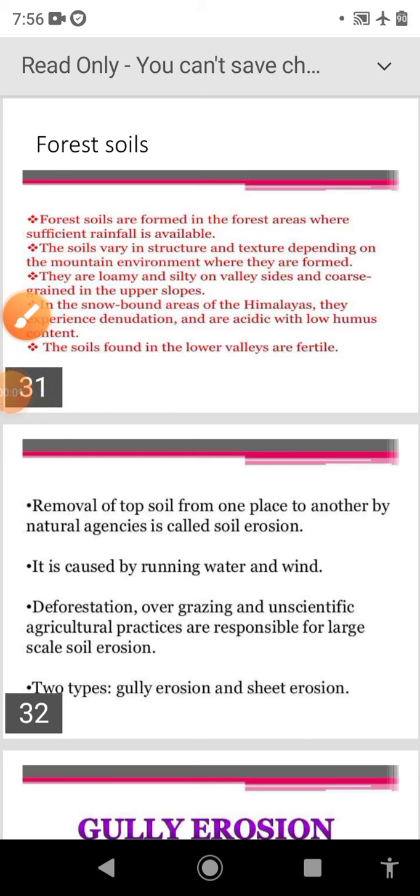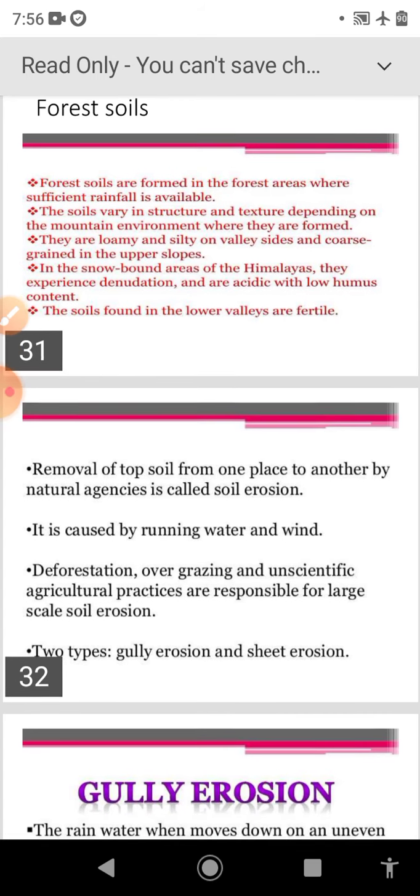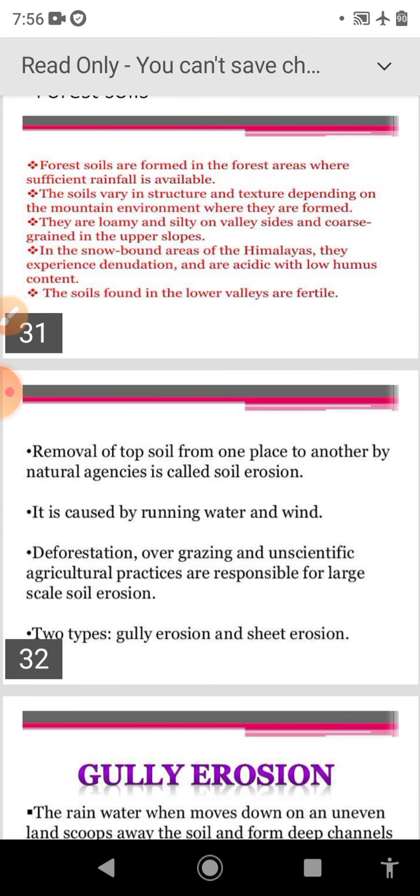Students of class 10th, today we will revise lesson number 1 of geography. Name of the lesson is Resources and Development. In this video, we will revise about soil erosion.